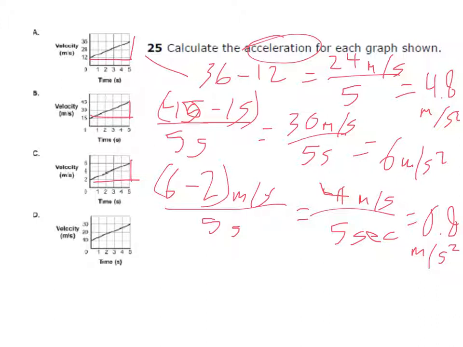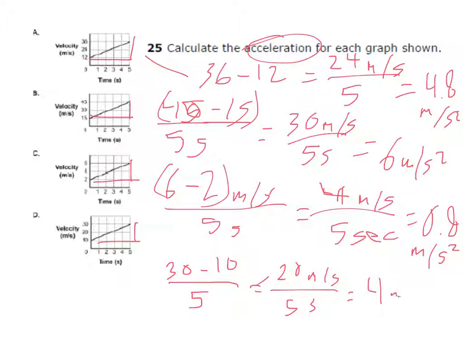And the last one, the rise over the run, the rise is 30 minus 10 over 5 seconds. So that's equal to 20 meters per second over 5 seconds, which is equal to 4 meters per second squared.